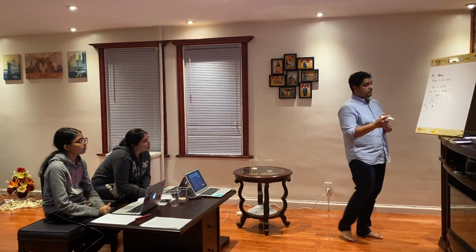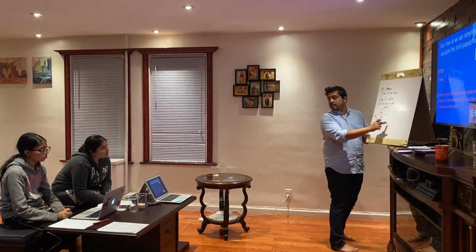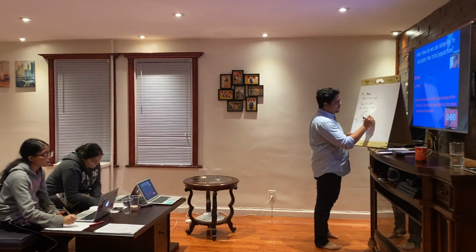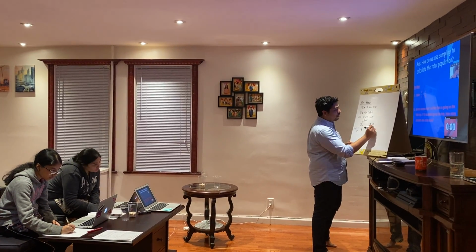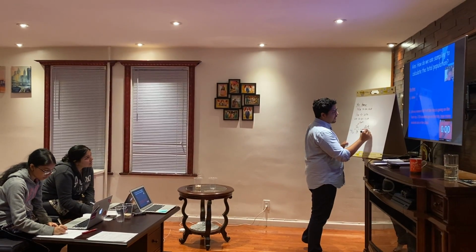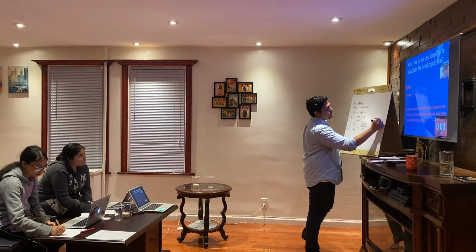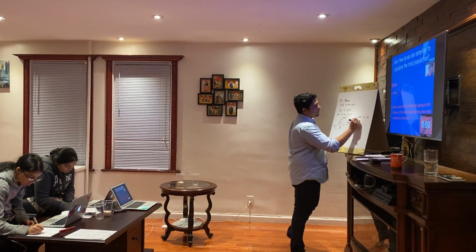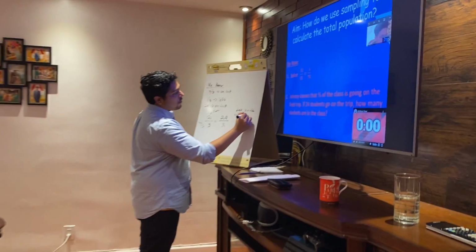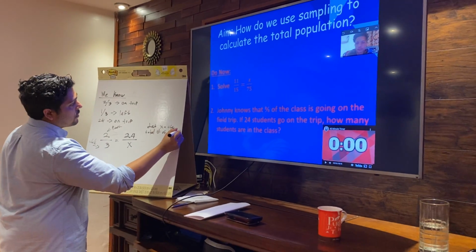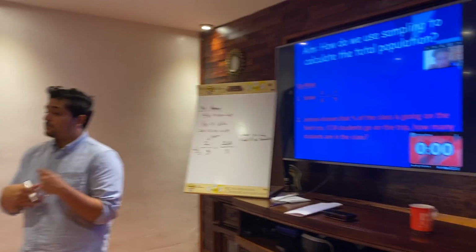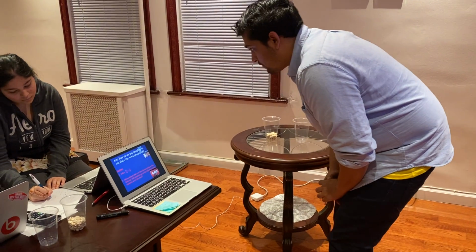Are they part or whole? Part. Very good. So is that going to go on the numerator or denominator? Numerator. Very good. So 24 over, what is the denominator? X. Okay, so we'll say x. And when you're solving any math problems, you say let x equal the total number of students. Okay? We always have to define our variable. We can't just make up variables. Now, did you get that?